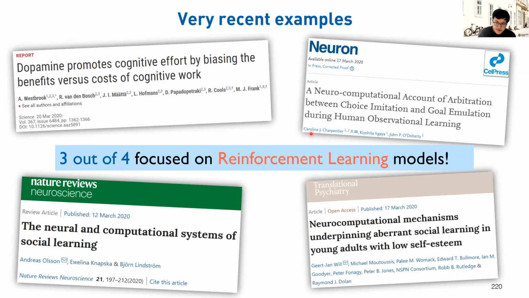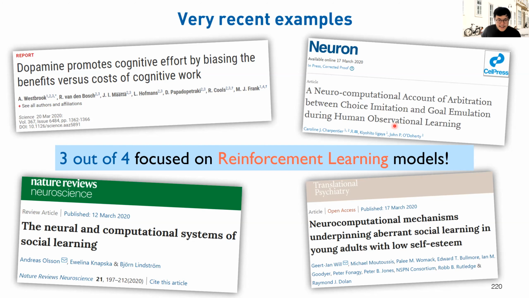This basically shows the importance of the reinforcement learning model. If you ask me which 3 of the 4 focus on reinforcement learning models, it is this one, this one, and this one. This is a review, but its theoretical background is also reinforcement learning. And this one is slightly different. If you've heard of the drift diffusion model, or diffusion decision model, used to analyze reaction time, this one used the DDM to analyze reaction time. All the others are reinforcement learning models.